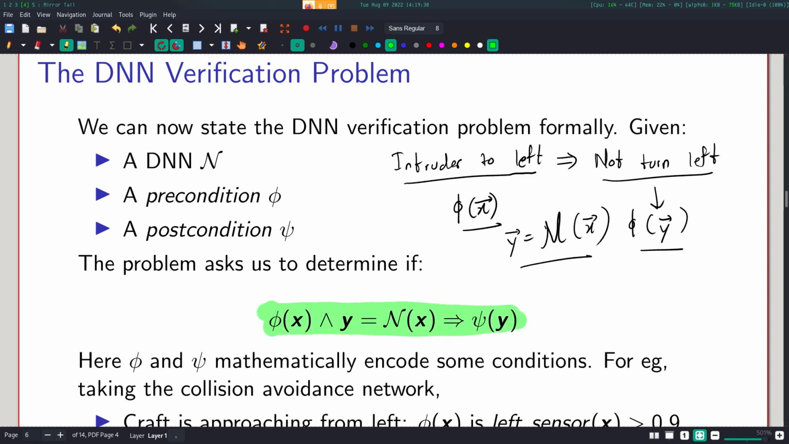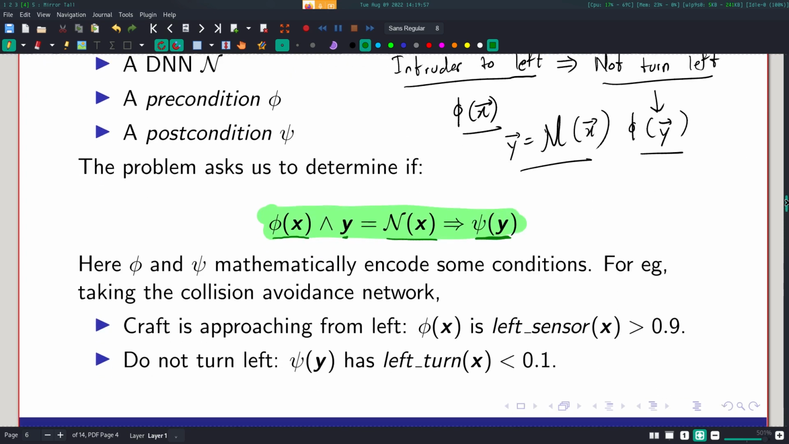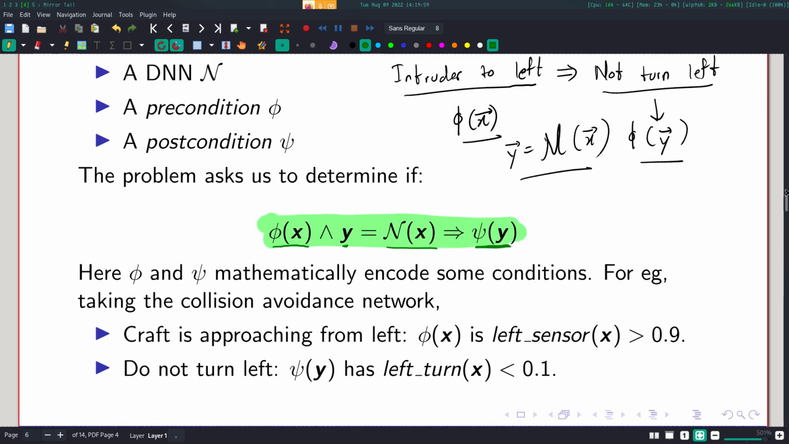So we are saying that the intruder is towards the left, and we are computing some output using our DNN. Then the output should not say that we are turning towards the left, right? So this is the most general structure that we'll follow whenever we are specifying some property that we want to verify, right? We will have some precondition, and then some formula that relates the inputs and outputs in terms of the neural network. There might be more things here.